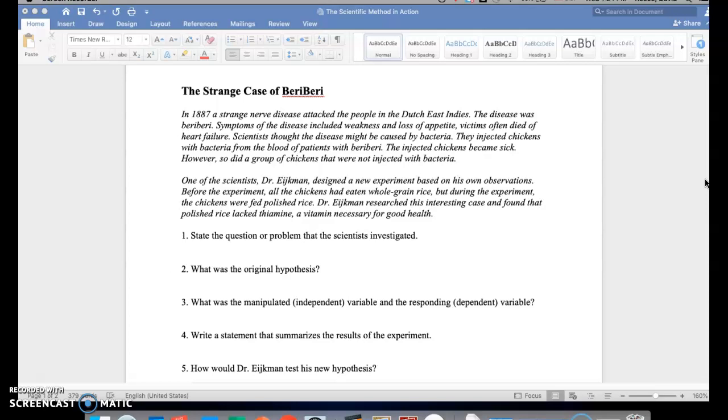So what I would like you to do on your piece of paper is look at these 5 questions, and you can stop your video, and answer the questions down below. State the question or problem that the scientist originally investigated. What was their original hypothesis? In the original experiment, what were the independent and dependent variables? And then summarize the results from the first experiment. And then finally, how would Dr. Eichmann test his new hypothesis?